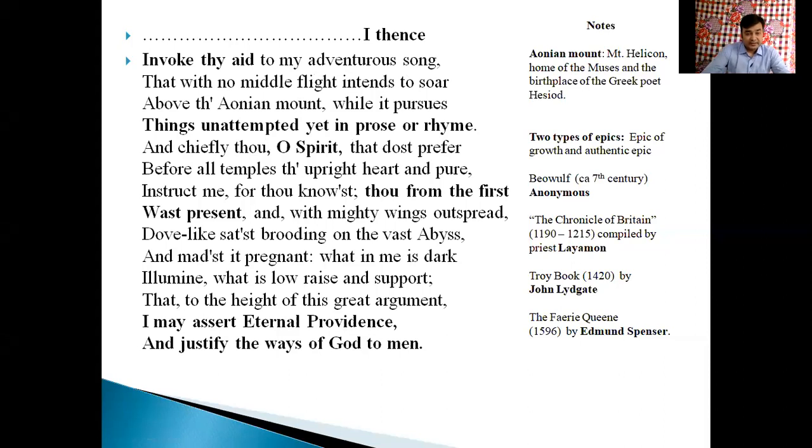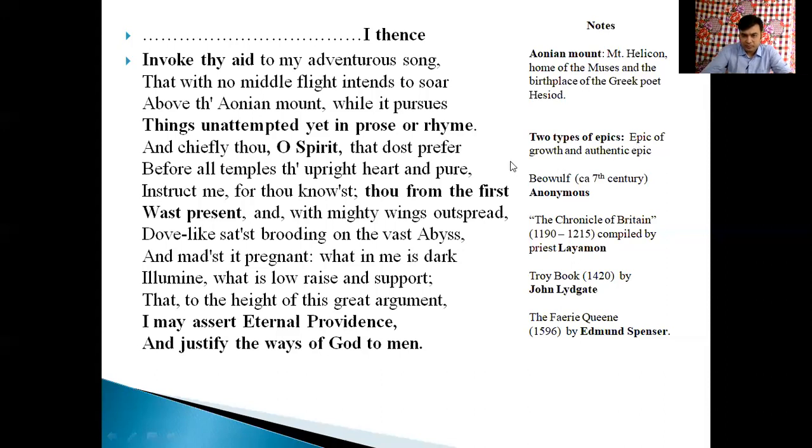What I'm going to write is unattempted by anyone, yet in prose or rhyme. That means it is not attempted in prose nor attempted in rhyme. Rhyme means poetry. So he is asking for the help of the muse. So there are two types of epic we may find. One is epic of growth, and number two is authentic epic.